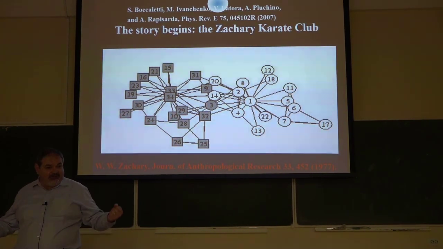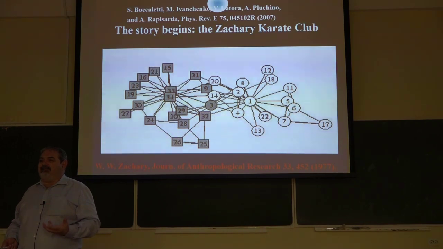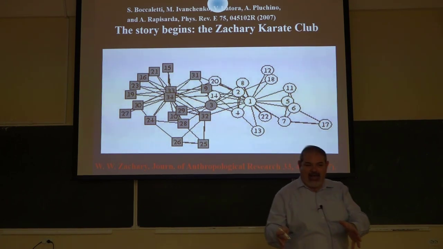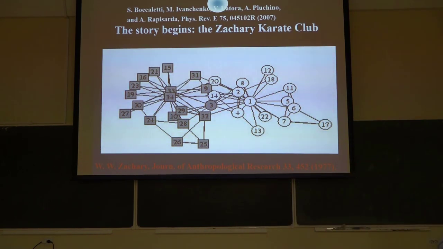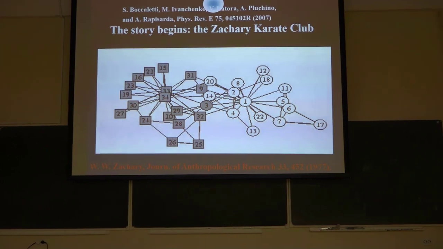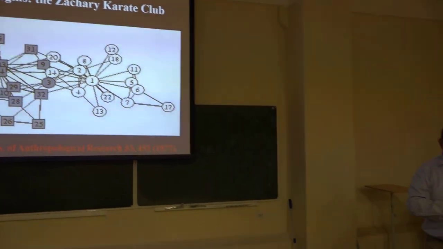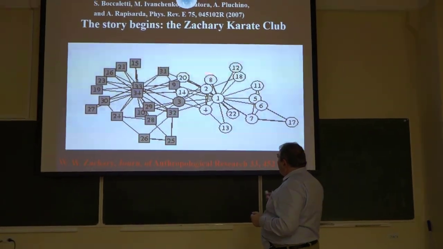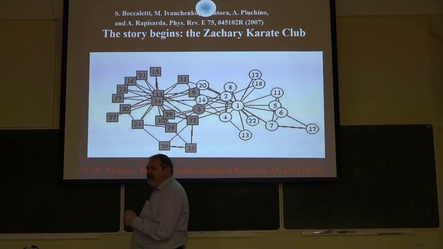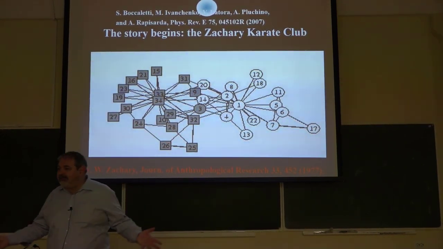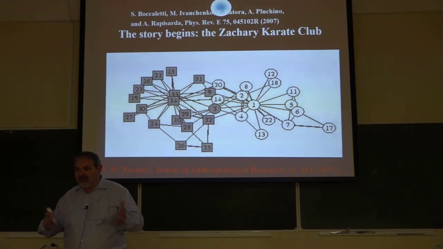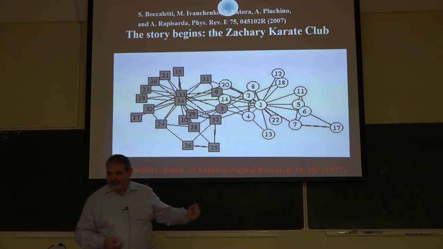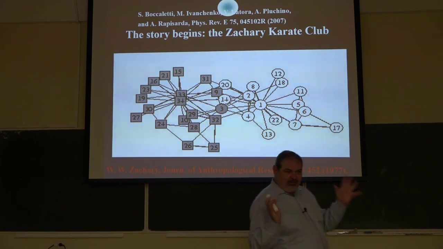So there was this division, and as a result of this division, some of the original members of the club remained in the club, and some others left together with the trainer to the new club. And Zachary asked himself, if I have the structure of the network, can I predict which ones will remain with the owner and which ones will leave with the trainer? You understand the question.